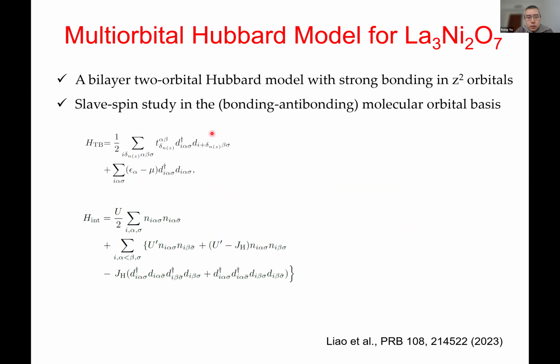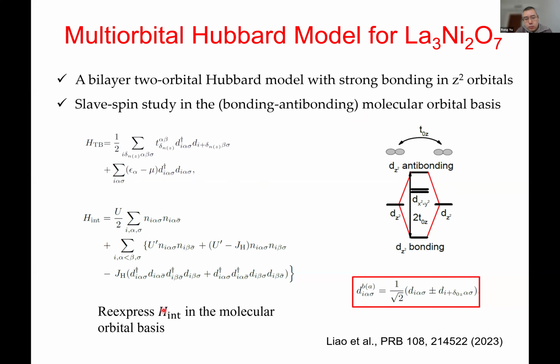Then, to describe this strong bonding effect between the upper and lower layer dz square orbitals, we perform a rotation in the orbital basis, so that we describe the system in the bonding and anti-bonding molecular orbital basis for these dz square orbitals. So there is this bonding state and anti-bonding state. And then we also perform this transformation on the interaction Hamiltonian in this molecular orbital basis.